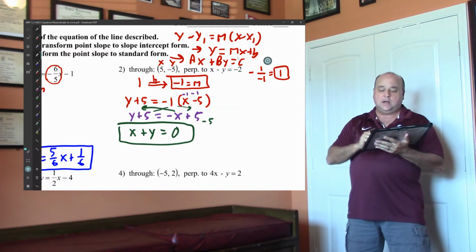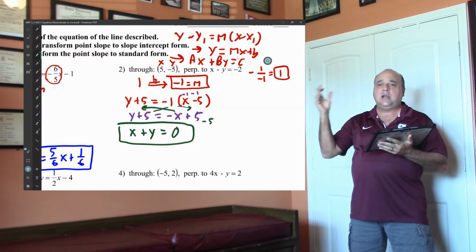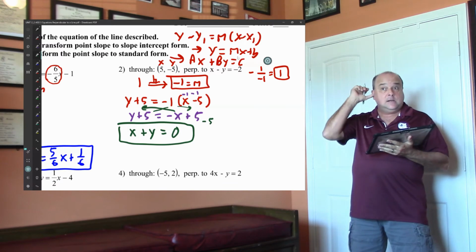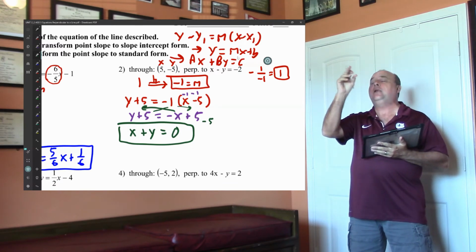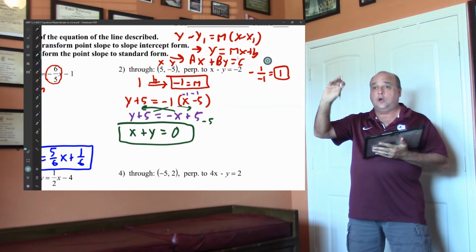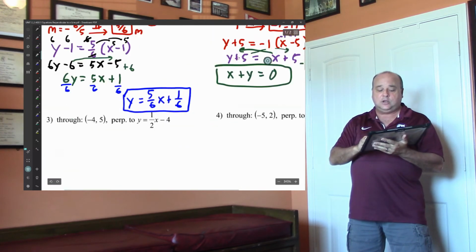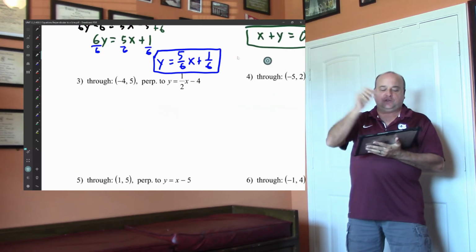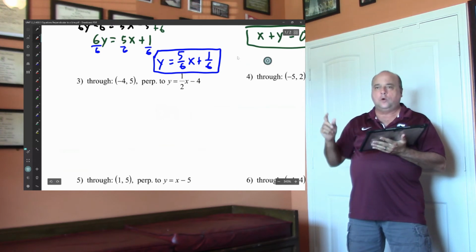Okay, let's go to number 3. This should get super easy today. The only thing you've got to learn to do today is to flip the slope and switch the sign. Same thing you did yesterday. Okay, let's do number 3. I'm going to do 2 more and that's it.